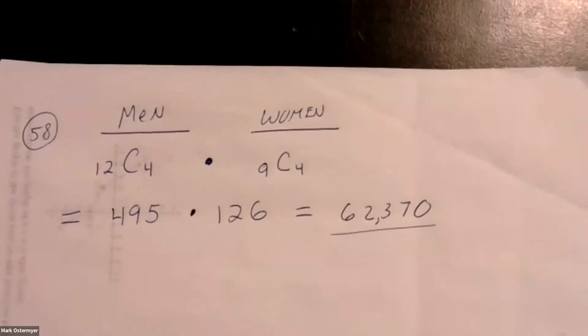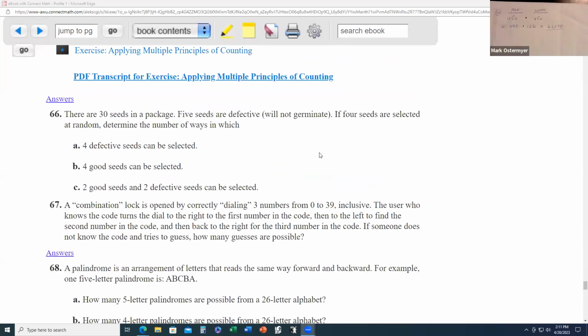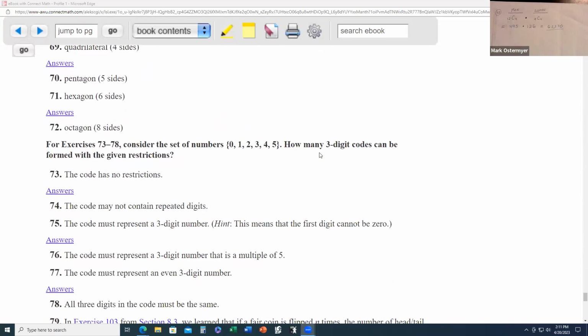All right. Well, these are kind of fun, actually. Let's look at number 74 here. Oh, there's so much fun to be had in this textbook.